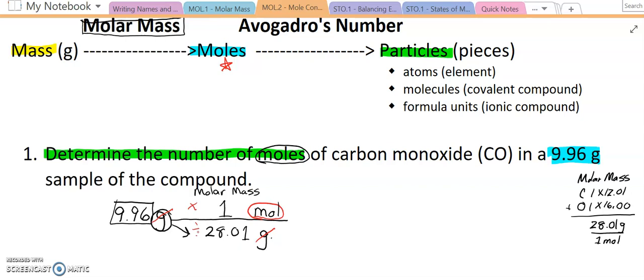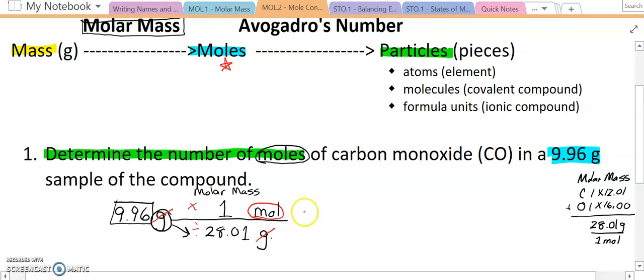and I'm going to hit equals, and my calculator is going to come out with a big long decimal number, and I don't need all those decimal places. So I'm going to keep, let's just say, 3, and I'm going to say it's 0.3555. So I'm going to say 0.356, because 5 rounds up to 6, and this is going to be moles. And my question says determine the number of moles, and I have found the number of moles.